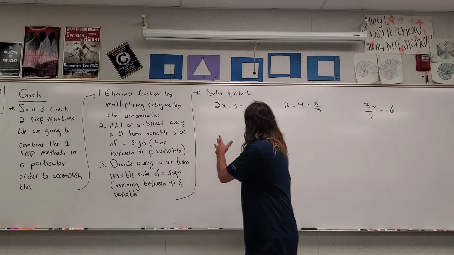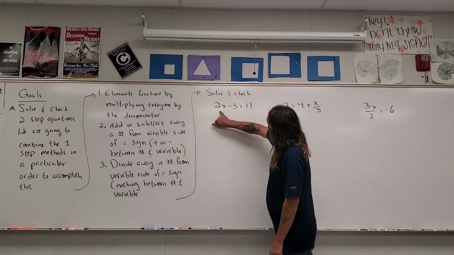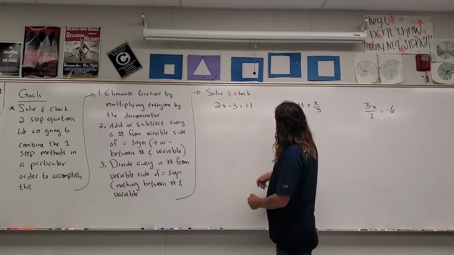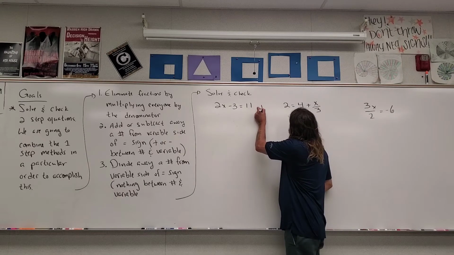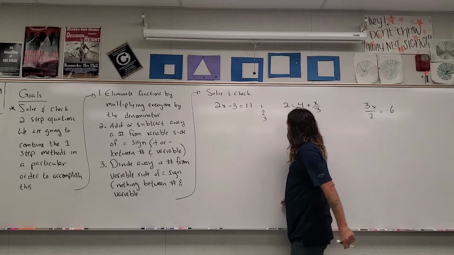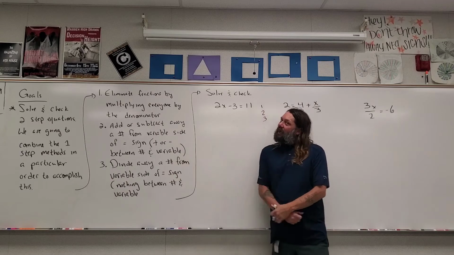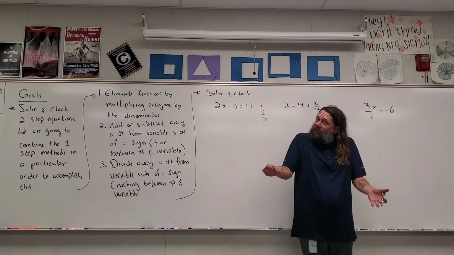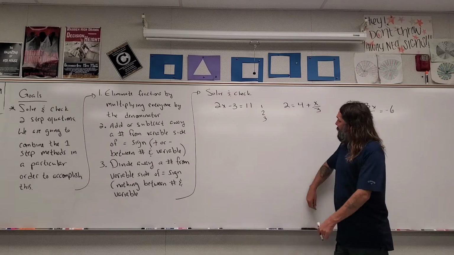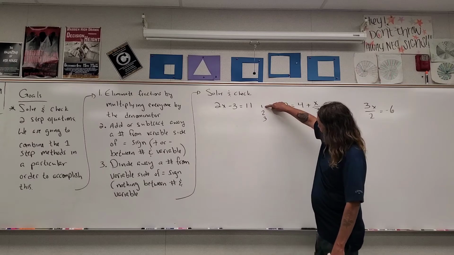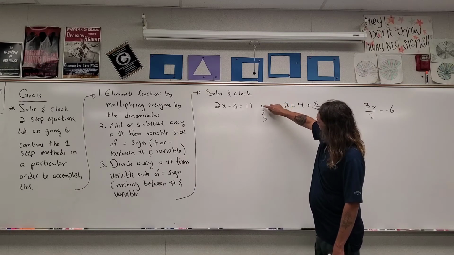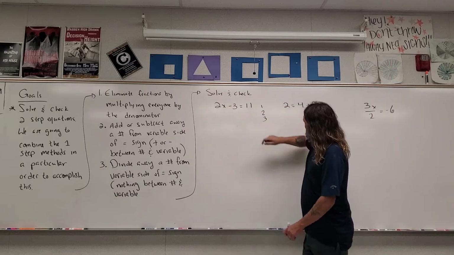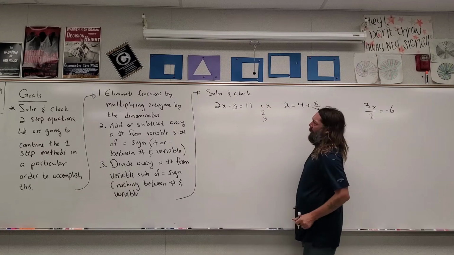Okay, so the first problem, I want to solve and check 2x minus 3 is equal to 11. So what I'm going to do is I'm just going to write a 1, 2, and 3 next to this representing the steps. And I'm going to go through them in order. If I have it, I do it. If I don't, I move on. All right, step 1. Can I eliminate a fraction by multiplying everyone by the denominator? There's no fractions in here, so I can't do step 1.